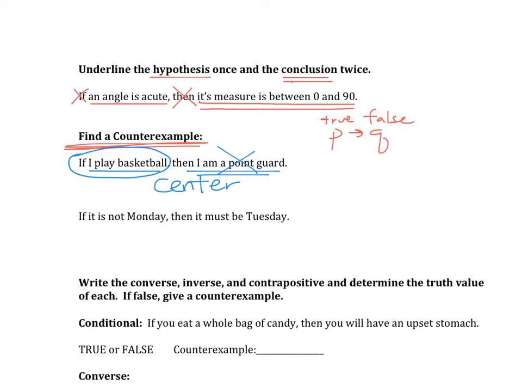Second one, if it's not Monday, then it must be Tuesday. So we're looking for a day that is not Monday, but is also not Tuesday, right? So a counterexample might be Wednesday. But again, could be Thursday, could be Friday, could be Saturday. You have a lot of different options for your counterexample. I just need one, okay? All right, so that's finding a counterexample.